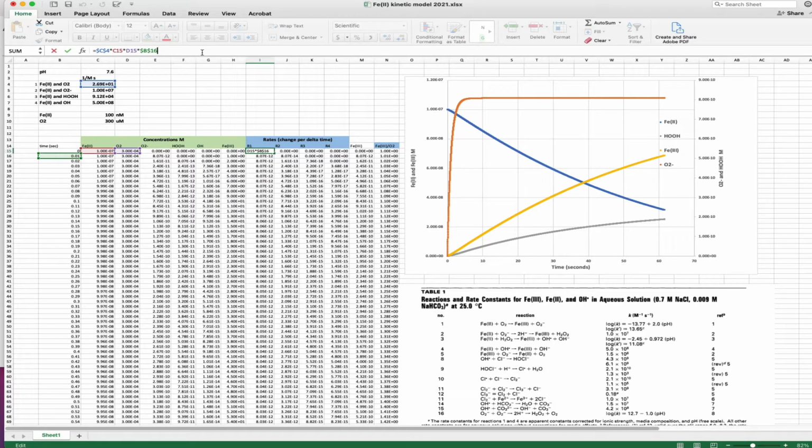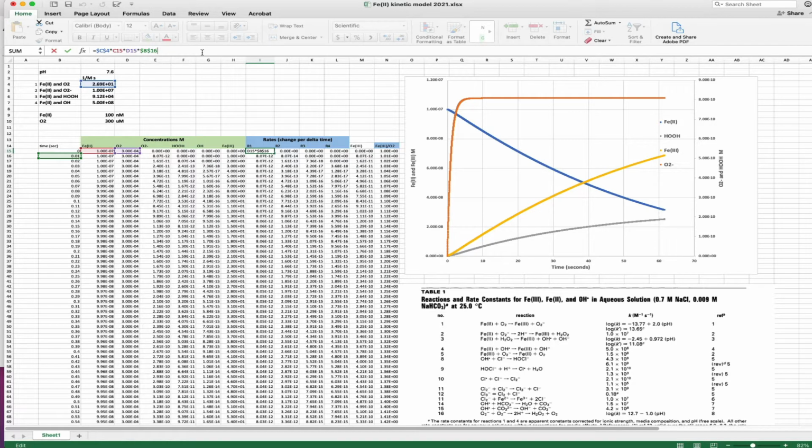Okay, so the rate, again, this is a bimolecular reaction, is C$4, which is the rate constant, C15, which is the iron concentration, D15, which is the oxygen concentration, and those three terms would describe the rate of change of iron with respect to time. But I'm doing this over a short period of time. I'm not doing this per second. I'm doing it over 100th of a second.